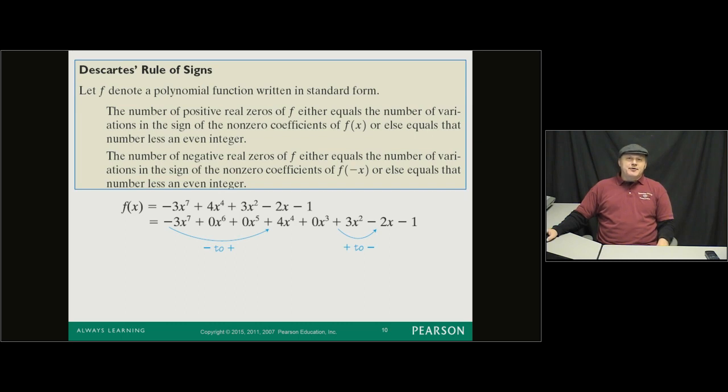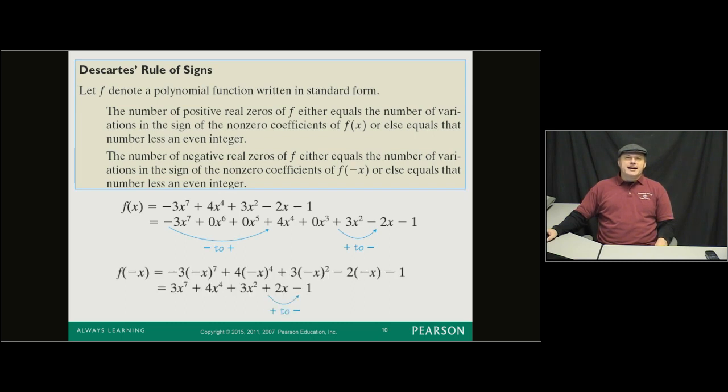From negative 3x to the 7th to a positive 4x to the 4th, that's a sign change. Then from positive 4x to the 4th to a positive 3x squared, that is not a sign change. Then from 3x squared to a minus 2x, that's a sign change. So there are 2 of them right there. Then from negative 2x to a minus 1, that is not a sign change. So there were 2 sign changes through the list. So you're either going to have 2 positive real zeros or none. You're not going to have exactly 1 in this case.